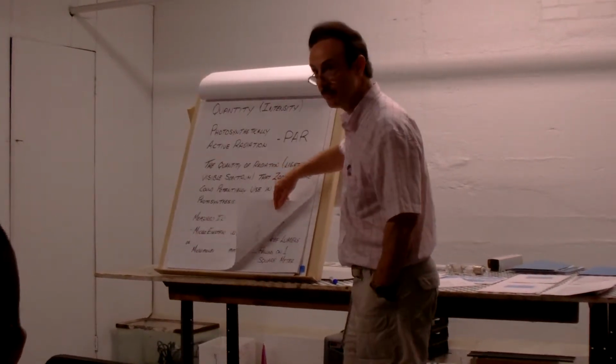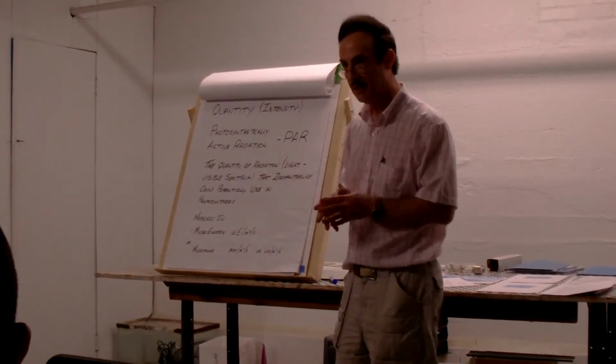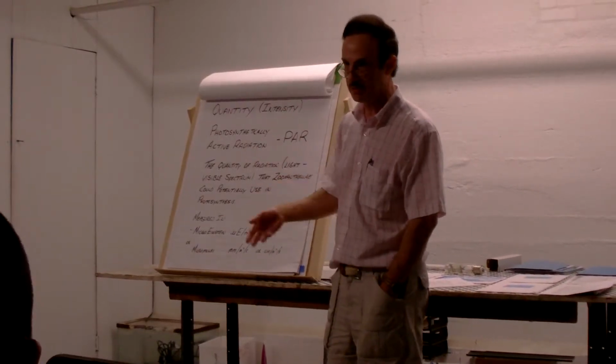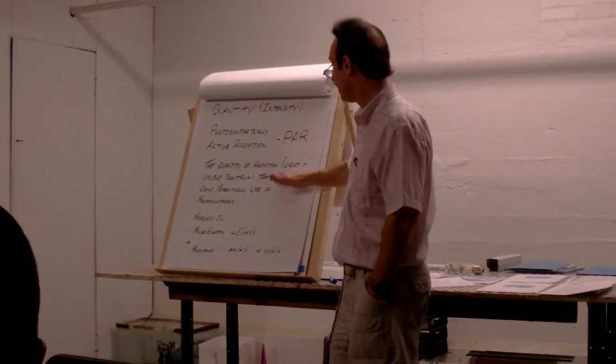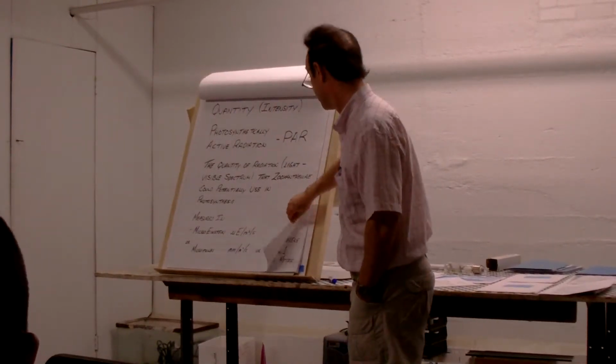So what does micromoles refer to? Micromoles refers to the quantity of light produced. It's just a unit of measure like meters or yards or inches or whatever. This is the way of measuring the amount of light coming from a light source.